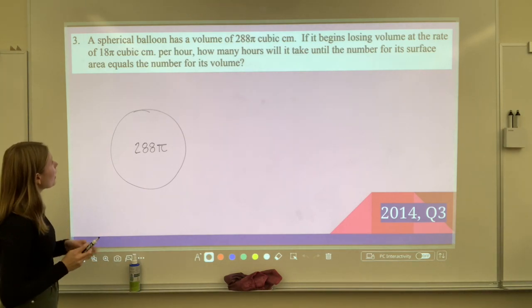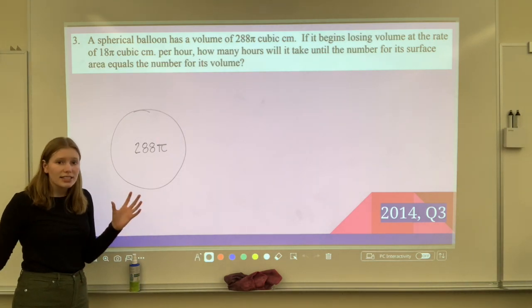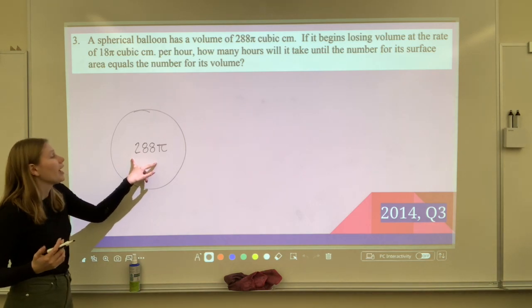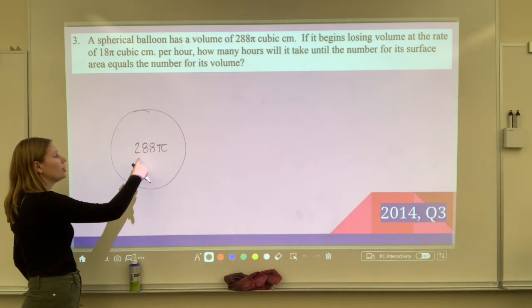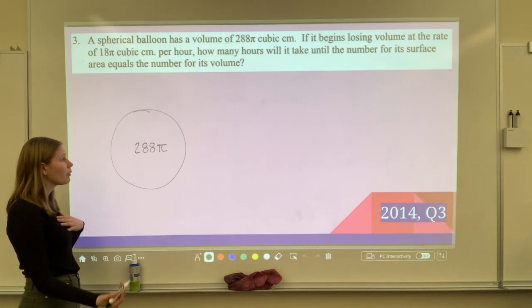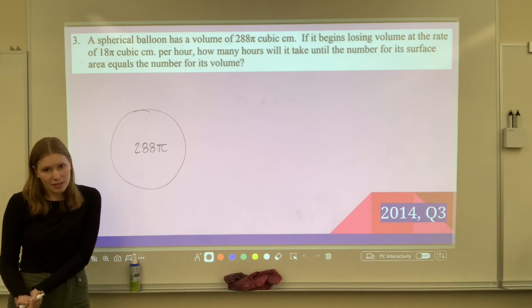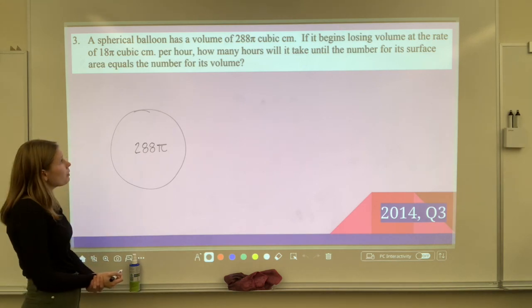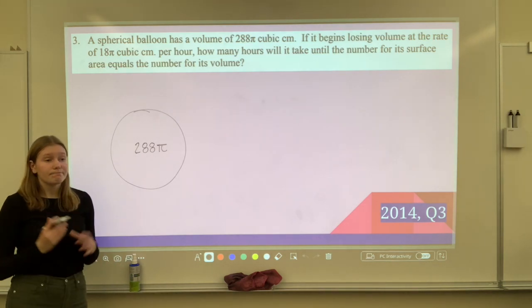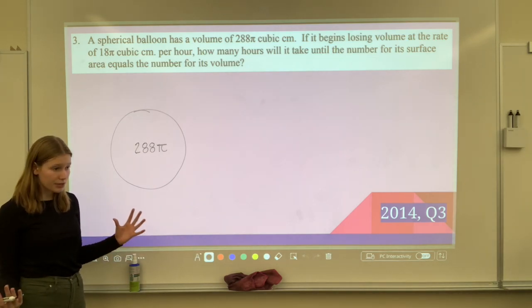We want our volume to end up equaling our surface area as it reduces by 18 pi every hour. So since 18 pi is in cubic centimeters, the way that we're going to subtract that is just subtracting 18 pi again and again from 288 pi. So for example, after 1 hour, the volume of the balloon is going to be 270 pi.